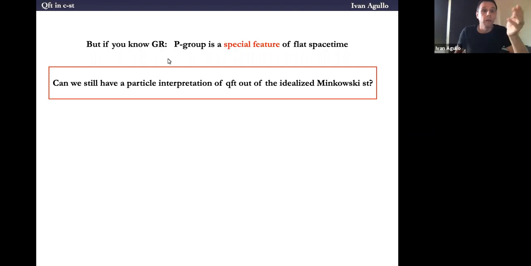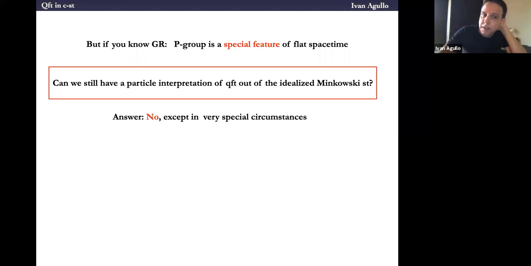The question is, therefore, can we still have a particle interpretation of QFT out of the idealized Minkowski spacetime? Idealized because if there is mass, Minkowski spacetime is gone. And the answer happens to be no. And this is one of the main messages I want to communicate. No, there is no unambiguous and universal particle interpretation of a field theory, except in very special circumstances, like flat spacetime or when we have a lot of symmetries.